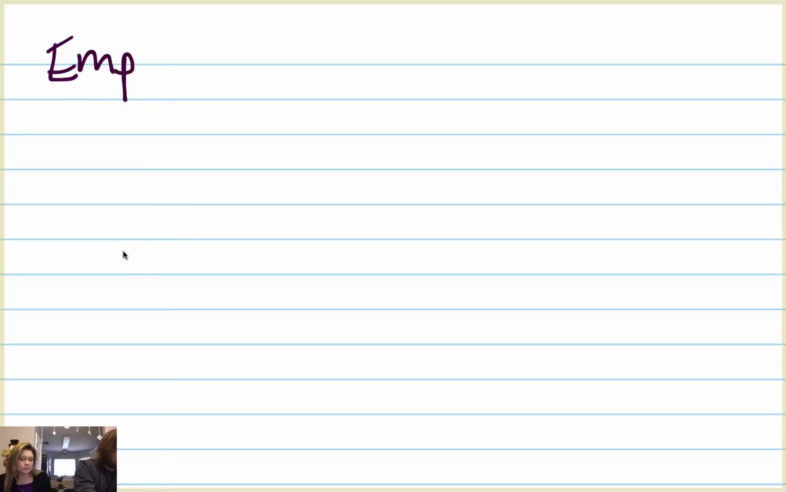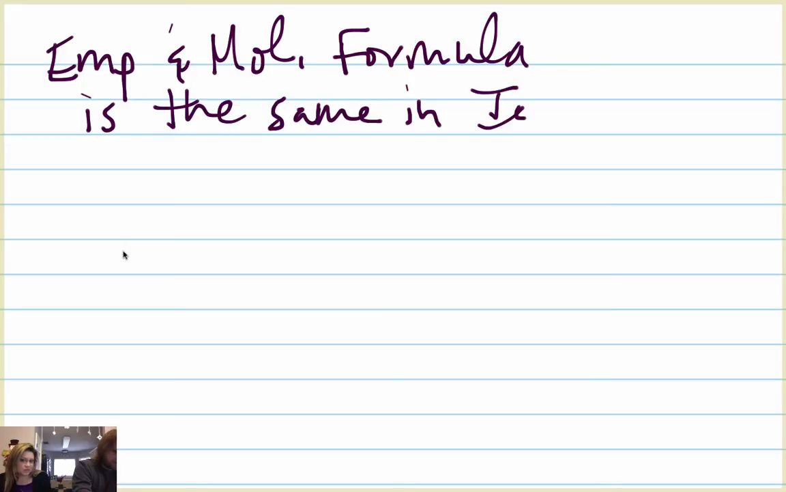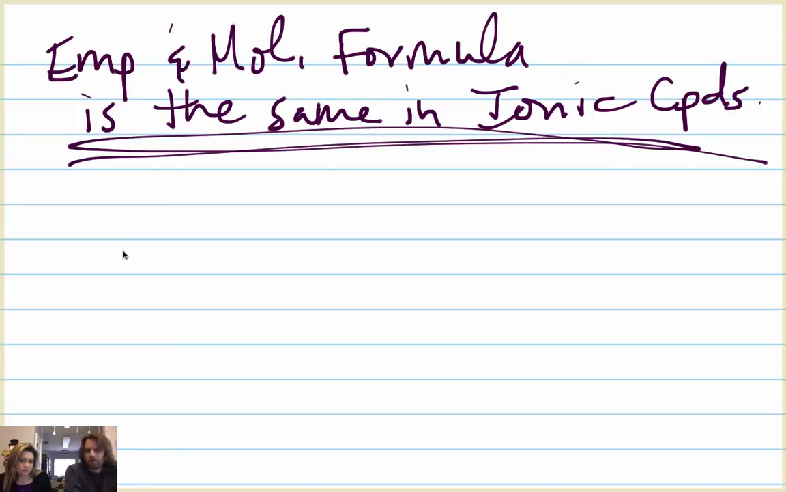So empirical and molecular formula are the same in ionic compounds. Yes, ionic compounds. So that's a very, very important concept there. We want to make sure we don't forget it. Okay, so can I do some examples now? Yes. Okay, we'll leave that up there for a second.